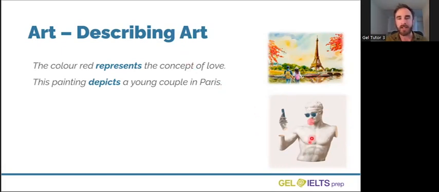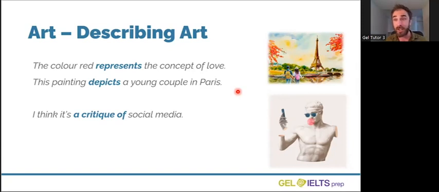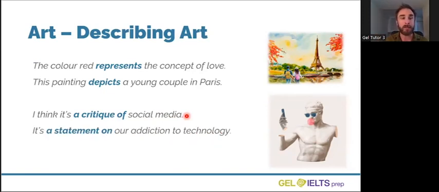Now let's look at this image. It's a sculpture, seems to be an ancient Roman statue, but he's holding a smartphone. So maybe I think it's a critique of social media. The artist is trying to say something negative about social media using their art. It's a critique of this thing. We could also say it's a statement on our addiction to technology. So a critique is usually something negative, but a statement could be positive or negative. It's a statement on our addiction to technology.